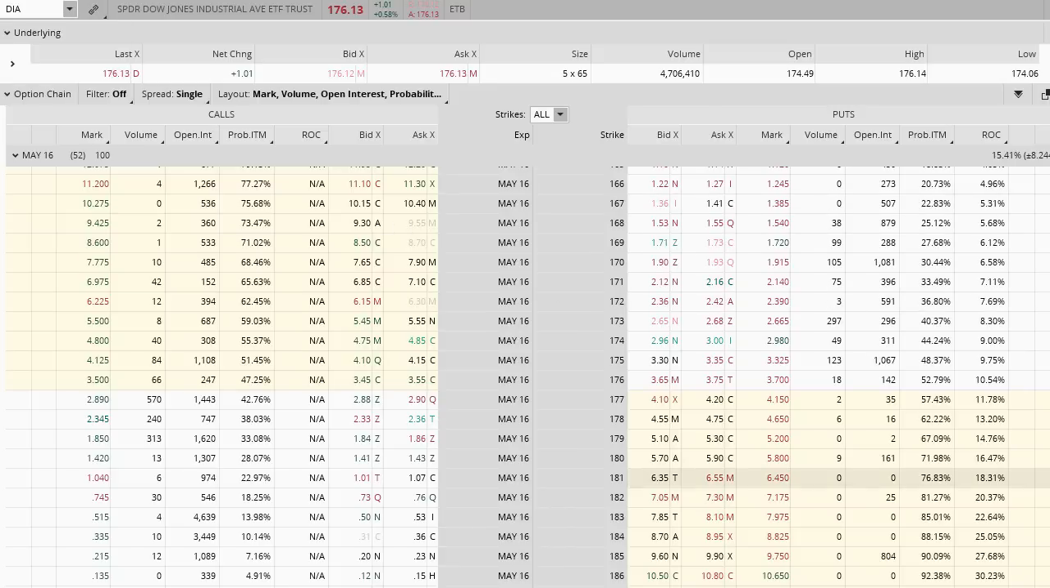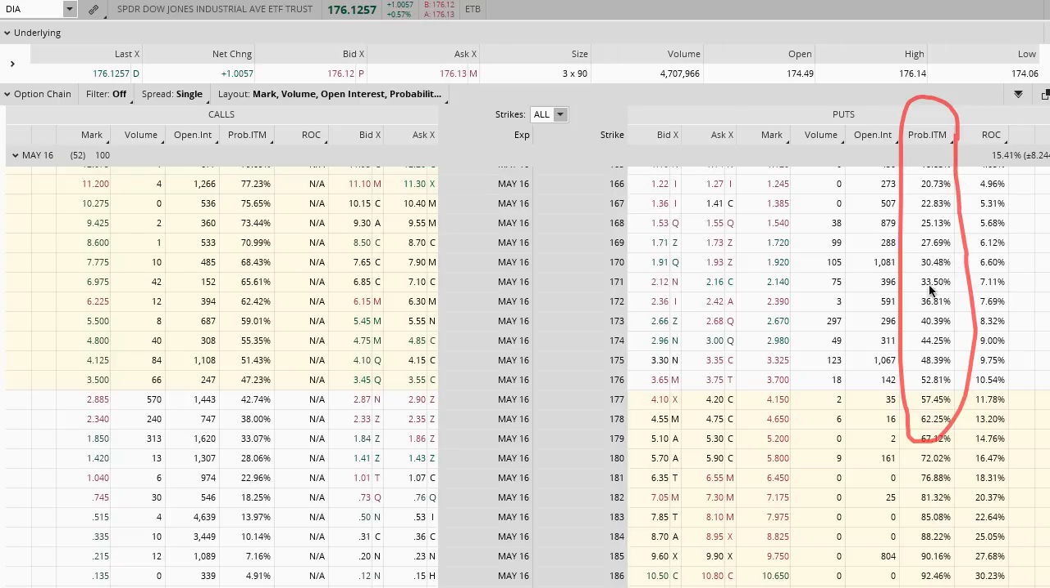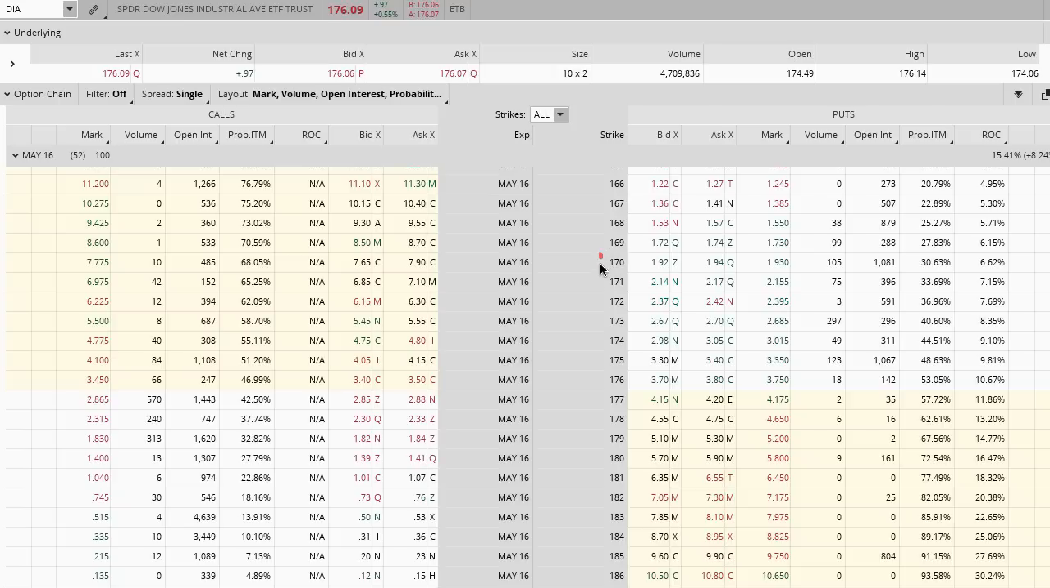So again, if we look vertically up and down our probability of being in the money column here, we're going to try to find the probability that's around 30% chance of being in the money, meaning there's a 30% chance that DIA trades down from 176 to that strike price between now and expiration. And if there's only a 30% chance that it gets to 170, being as it starts at 176, that means that there's a 70% chance that it never gets to 170 or below between now and expiration. So now our new anchor strike price becomes 170 on the put side.